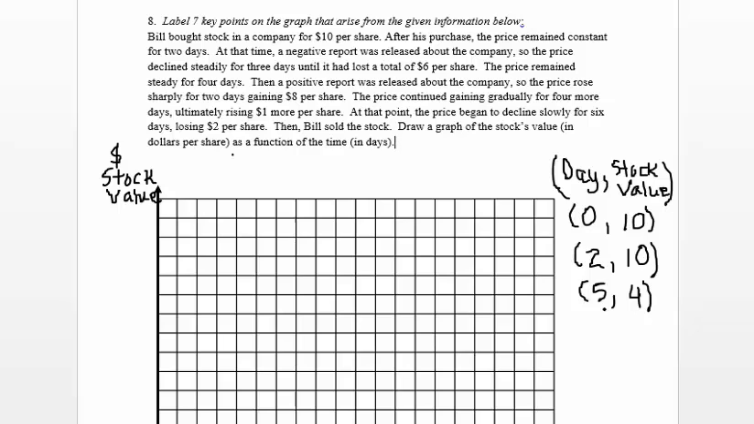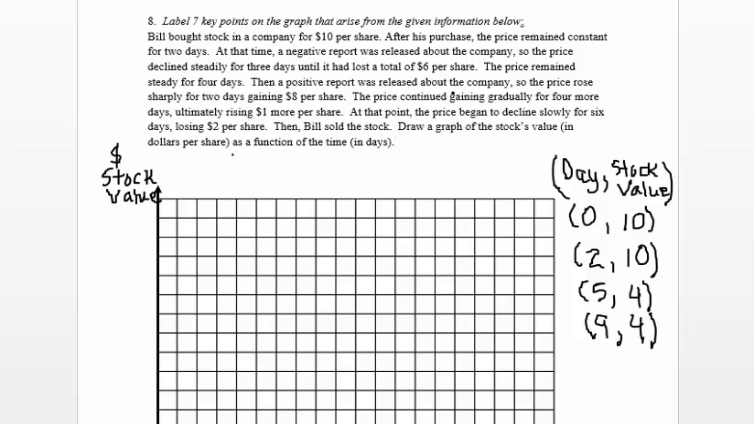The price remained steady for 4 days. So I'm now on day 9. I add 4 to 5 to get that 9. Remaining steady means there's no change in the value of the stock. So we have the point 9, 4.